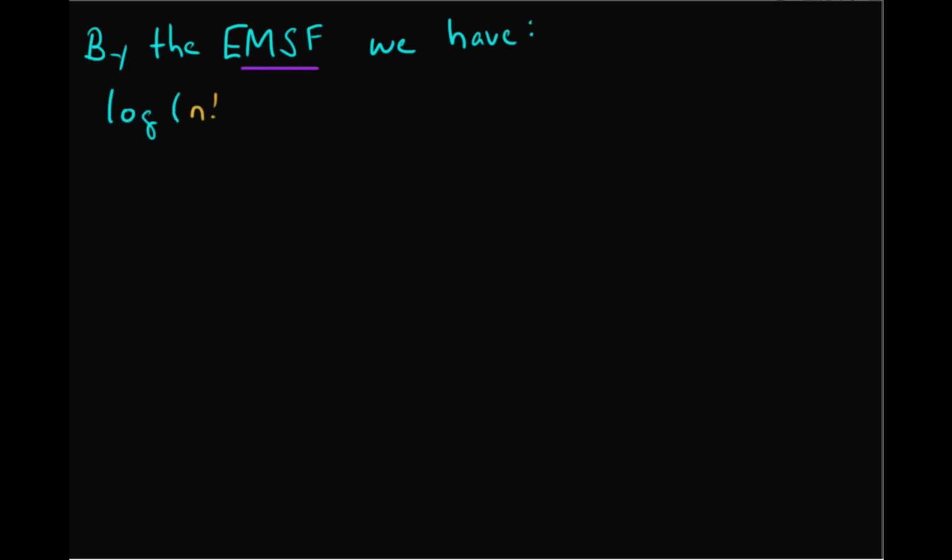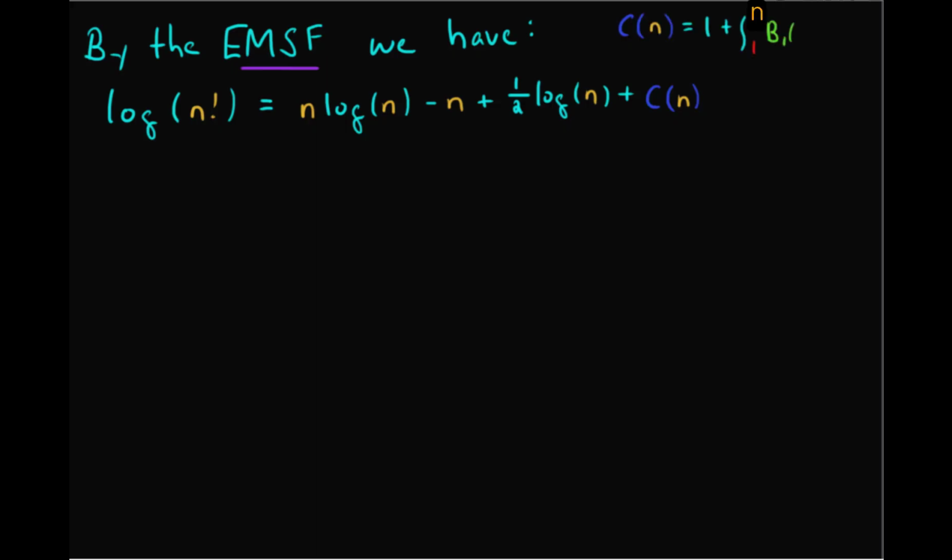So here it is now. The log of n factorial equals n log n minus n plus 1/2 times the log of n plus our function c of n, where again c of n equals 1 plus the integral from 1 to n of the first periodic Bernoulli polynomial times 1 over x dx.